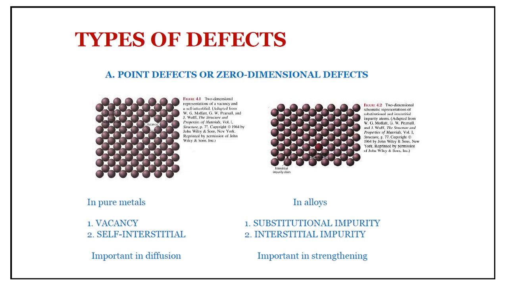Okay, so the first factor is the crystal structure factor. The second point is the relative size factor, the third one is the relative valence factor, and the fourth one is the chemical affinity factor. These are the 4 rules. Okay, so you can see these diagrams which show a substitutional solid solution.